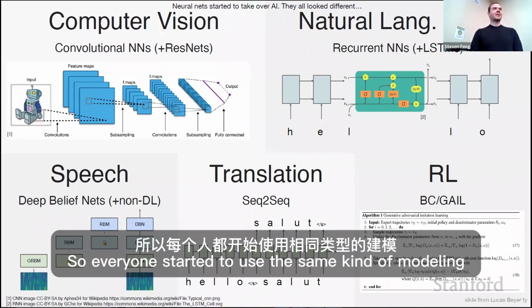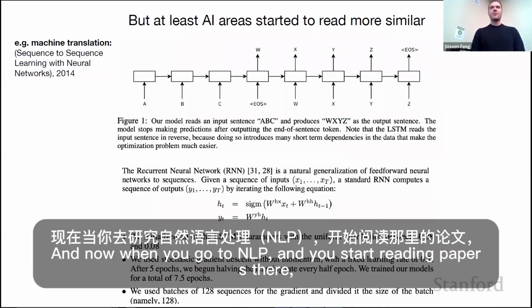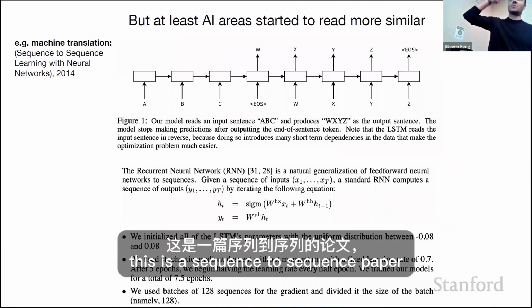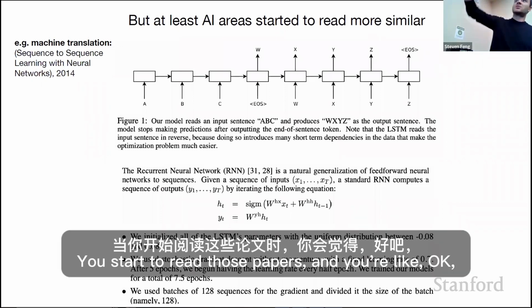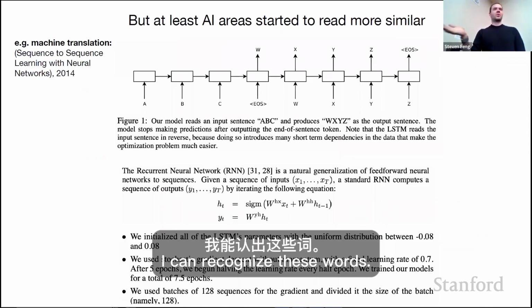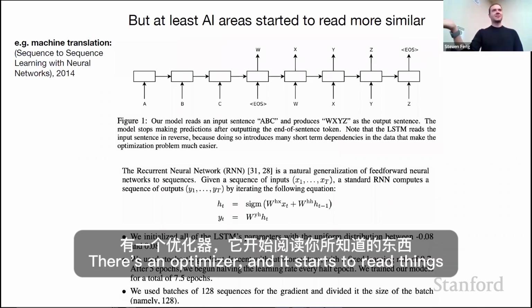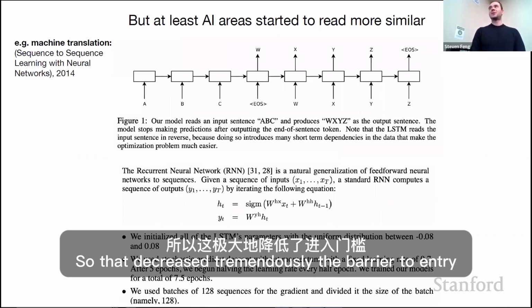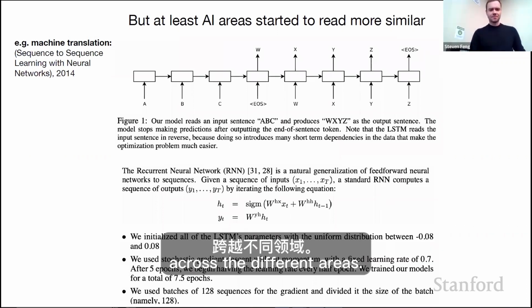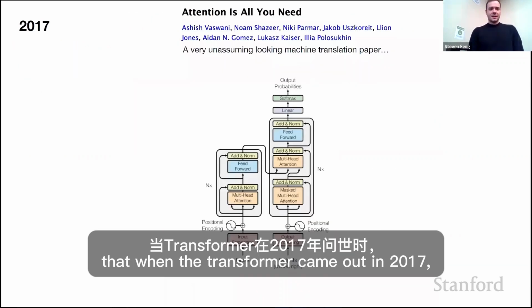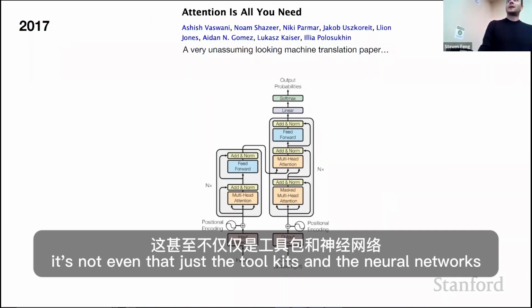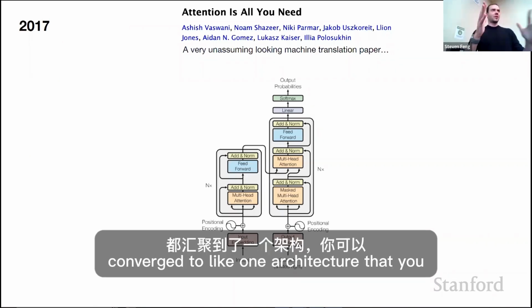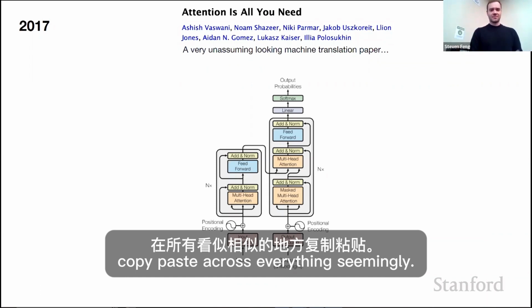Everyone started to use the same kind of modeling toolkit, modeling framework. Now when you go to NLP and start reading papers there, in machine translation for example, this is a sequence-to-sequence paper, which we'll come back to in a bit. You start to read those papers and you're like, okay, I can recognize these words: there's a neural network, there's some parameters, there's an optimizer, and it starts to read like things that you know of. So that decreased tremendously the barrier to entry across the different areas. And then I think the big deal is that when the Transformer came out in 2017, it's not even that just the toolkits and the neural networks were similar, it's that literally the architectures converged to one architecture that you copy-paste across everything, seemingly.